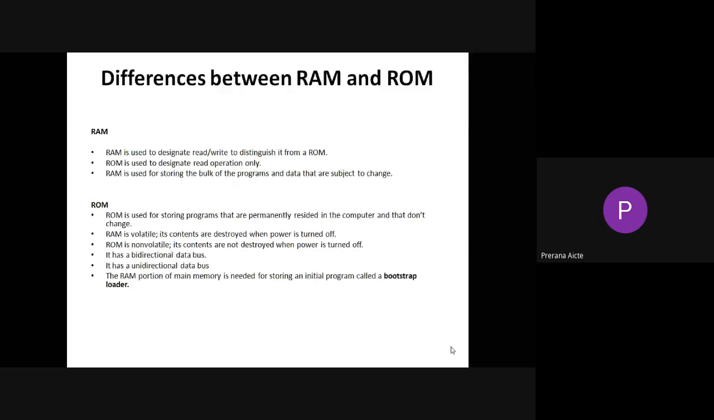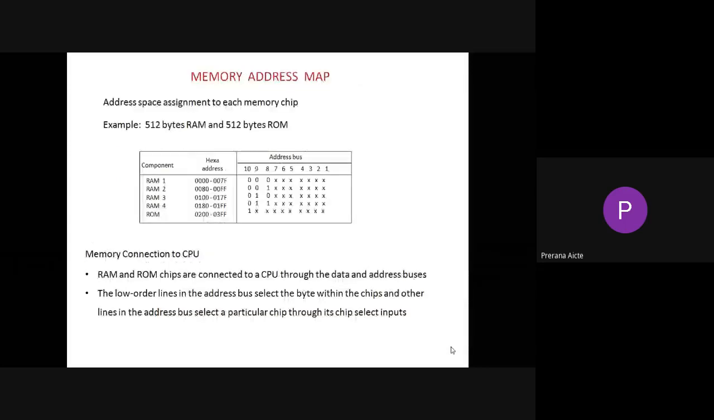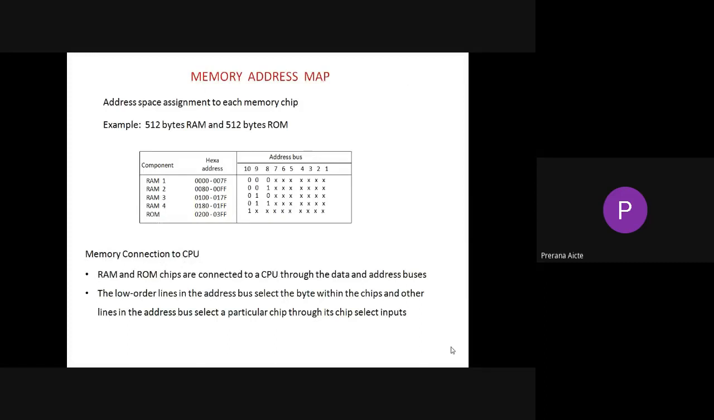And coming to memory address space. The addressing of the memory can be established by means of a table that specifies the memory address assigned to each chip. This is called the memory address map.